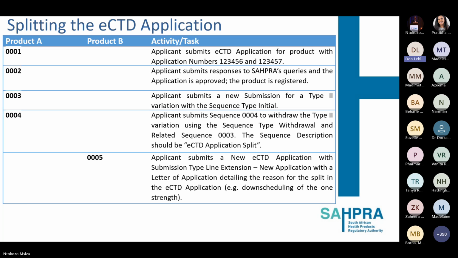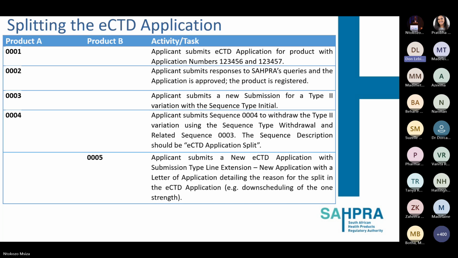And then in 0005, you would submit a new eCTD application, and your submission type would be, for example, a line extension, and the new application with the letter of application detailing the reason for the split. So, for example, if the 10 milligram has a down scheduling, then you would state that in your cover letter in the 0005.